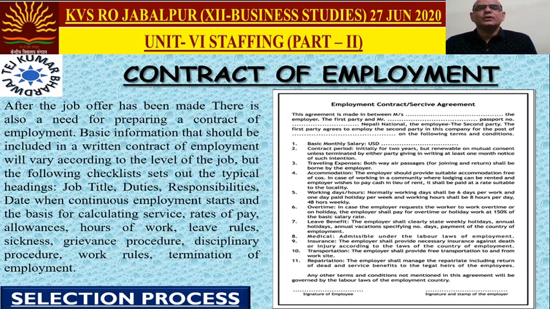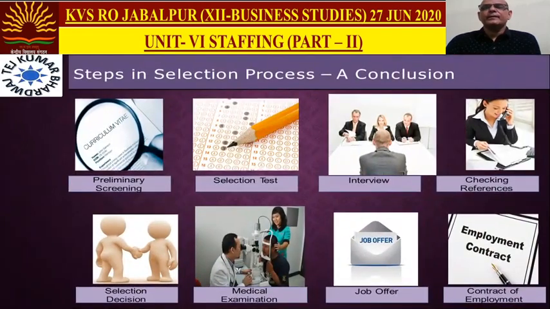So this was the total process of selection. Let us have a quick recall. First of all, primary screening is done. After that, selection tests are conducted, having five types of tests: intelligence test, aptitude test, trait test, personality test, and interest test. Those who clear the selection tests also have to appear for the interview. After that, reference and background checkings are done. A selection decision is made. After that, medical examinations are done. Then the job is offered, and those who accept the job have to sign a contract of employment also.